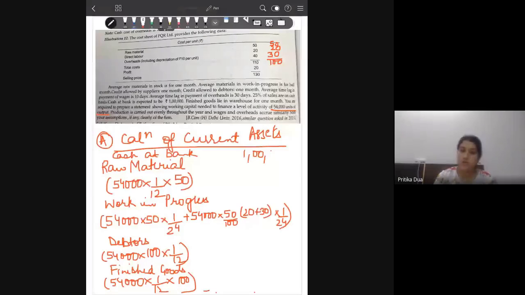So all the calculation with respect to current assets is there on your screens. Just calculate the sum total. How much are the current assets coming to?